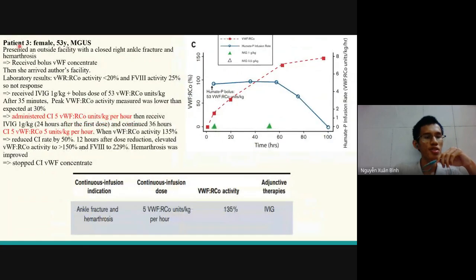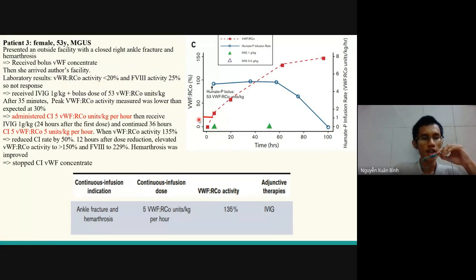Patient three was a 53-year-old female who also had an MGUS. She presented to an outside facility because of a right ankle fracture and hemostasis. At this facility, she received a bolus dose of von Willebrand factor, dose unknown. Then she arrived at another facility, and here the laboratory result showed her von Willebrand factor activity was below 30%.